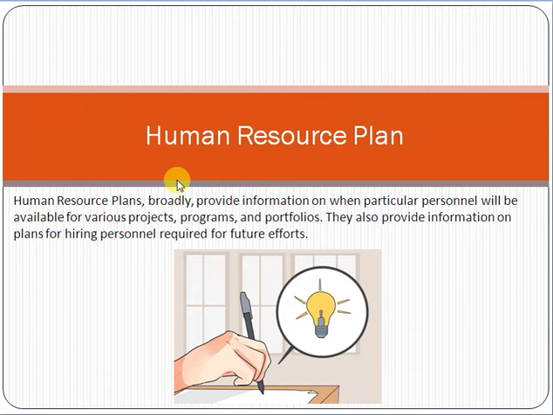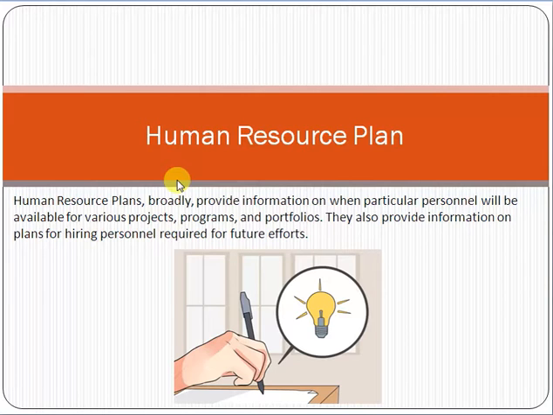Normally they make a very simple Excel sheet in which they mention, for example, that in the month of January they need two resources, in February they need three resources, and in March they need four resources. So you can imagine the human resource plan is simply the plan which describes the resources and their availability, and if any new resource needs to be hired, that will also be mentioned in the human resource plan.